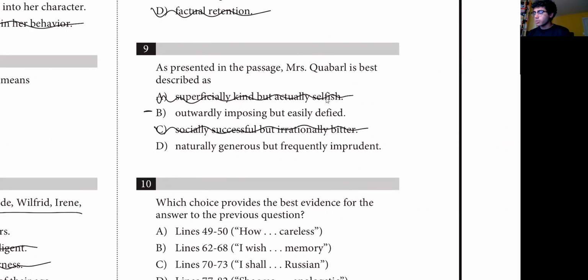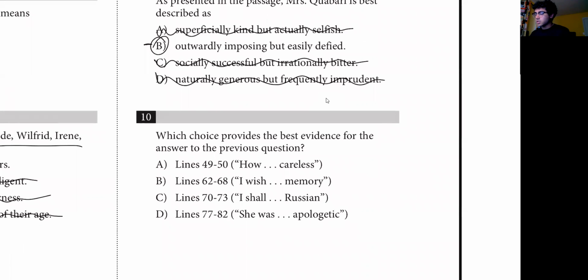Naturally generous, but frequently imprudent. So naturally generous, obviously, would be saying, hey, you get this, you get this, you get this, right? But that's not the case. There's no instance in which she is really generous. She's not giving Kit Kat bars for free, or anything like that, right? It could be anything, and she's not being generous in that nature either. So that first part is wrong. B, both outwardly imposing and easily defied, both correct.